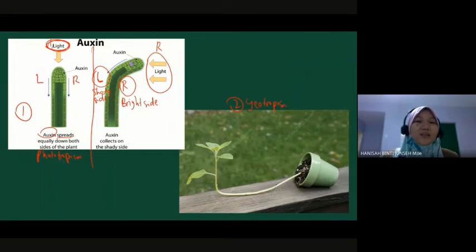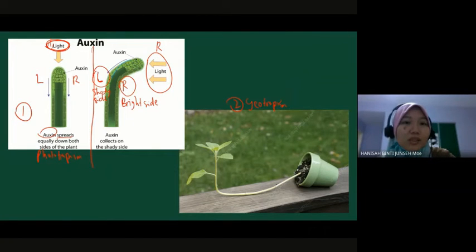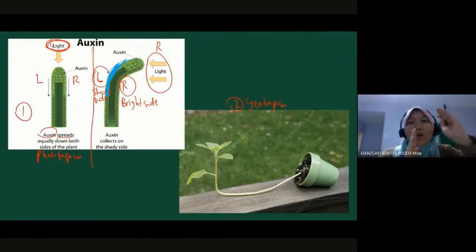shady side. Okay, auxin. So here I will use another color. Okay, so this is auxin. Auxin will go to the shady area or shady side. Since auxin is present at the shady side, only the shady side will elongate, because the auxin goes to the shady side. So that is why the plant will bend, because only one side is elongate.